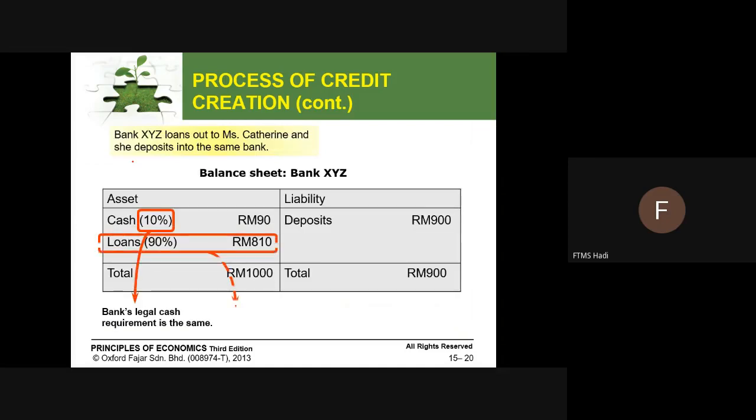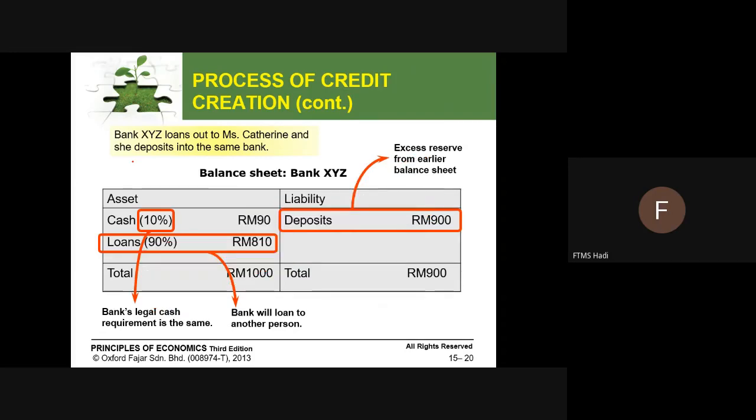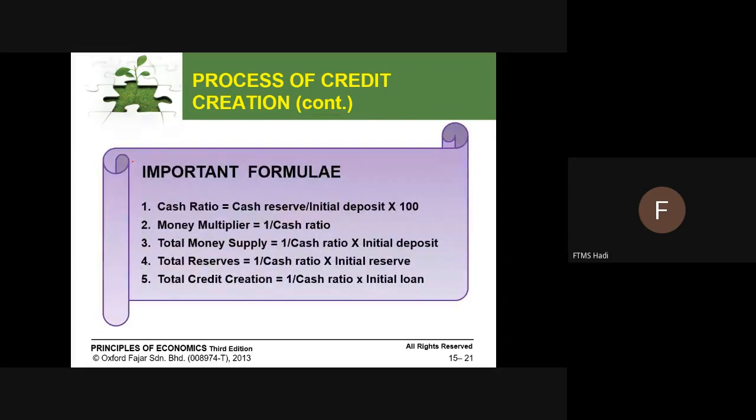Same thing as well. A bank will loan to another person. This is the process that I'm talking about, but this one is more on showing the figures. The process will continue until total money supply is 10,000. Let's say there's an example. These are the important formulas, but this one is for your extra reading.